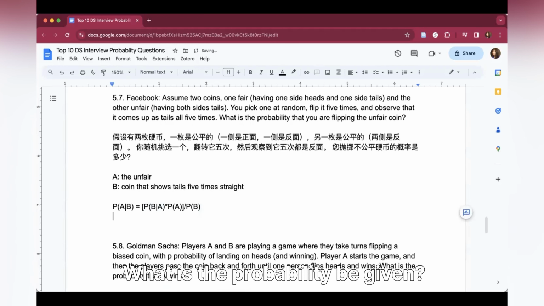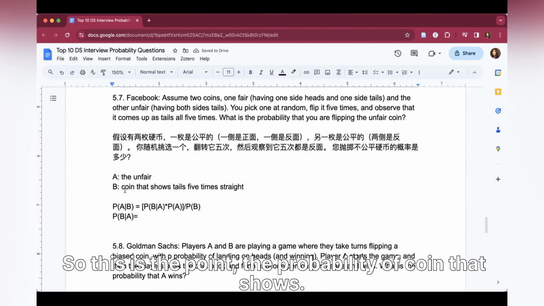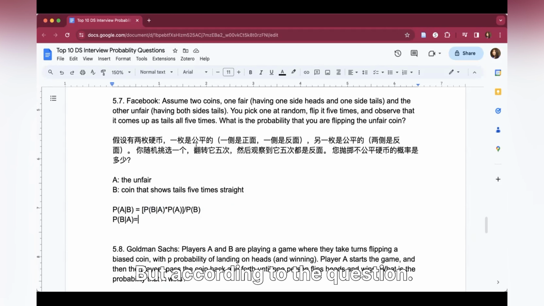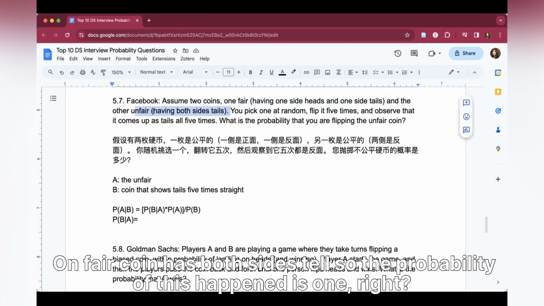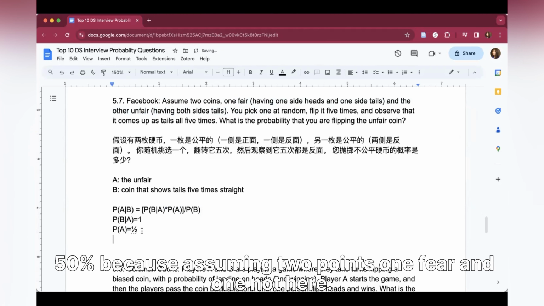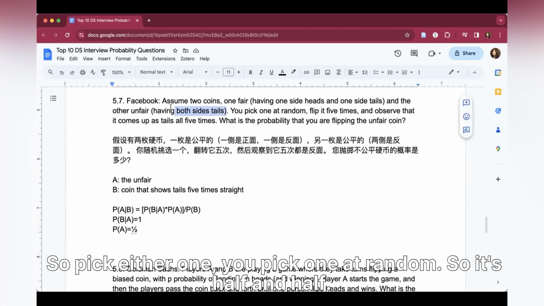What is P(B|A)? This is the probability of the coin showing tails 5 times straight given A, the unfair coin. According to the question, the unfair coin has both sides tails, so the probability of this happening is 1, right? And then we are looking for P(A), the probability of the unfair coin, which is 50%, because we assume two coins, one fair and one not fair. You pick one at random, so it's half and half.